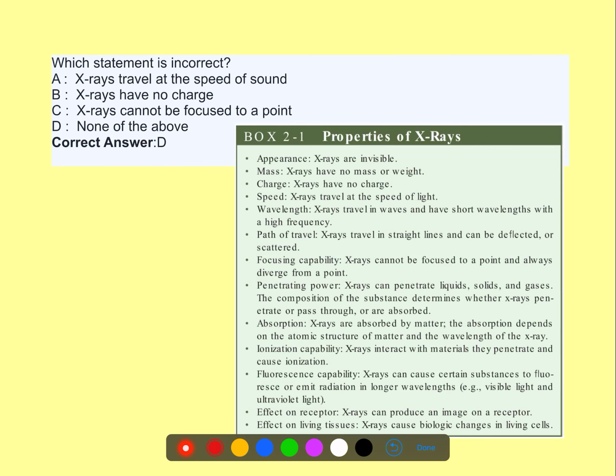Which statement is incorrect? Here the statements given are all correct regarding the properties of X-rays. So the option should be chosen as none of the above. And in this box I have given all the properties regarding X-rays. So you have to know all these things. They can be asked in statement type questions.